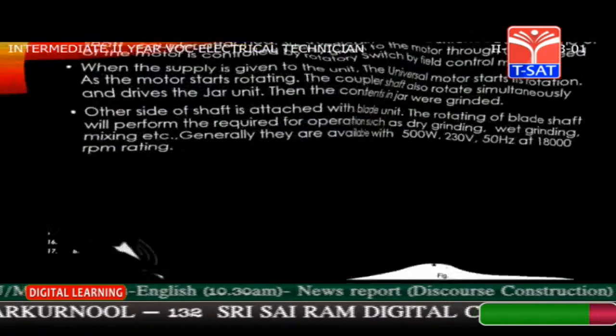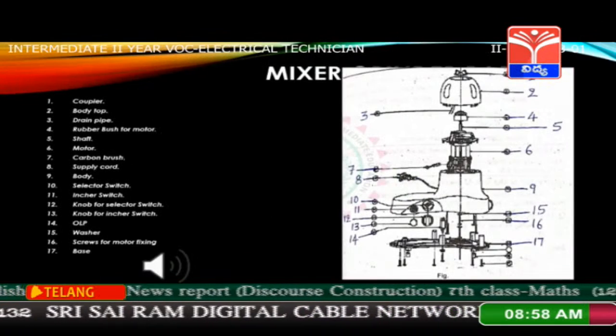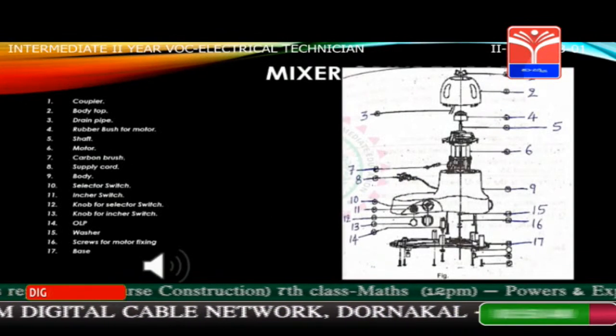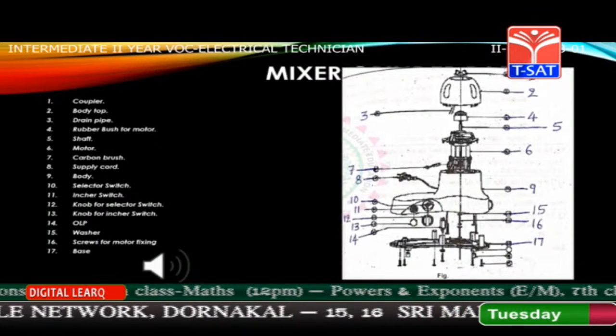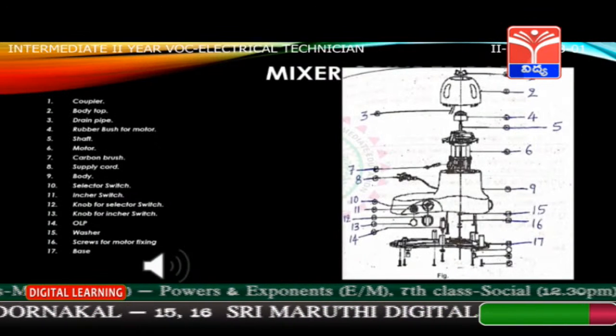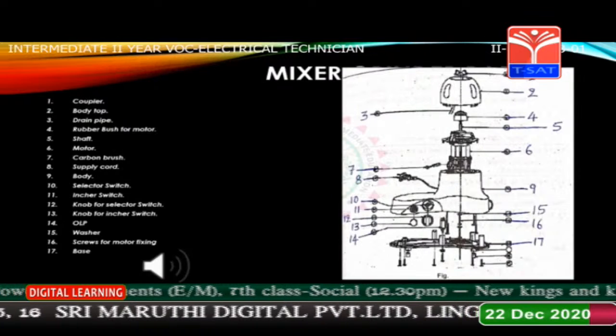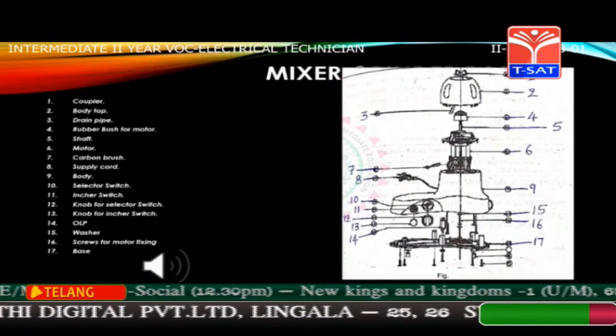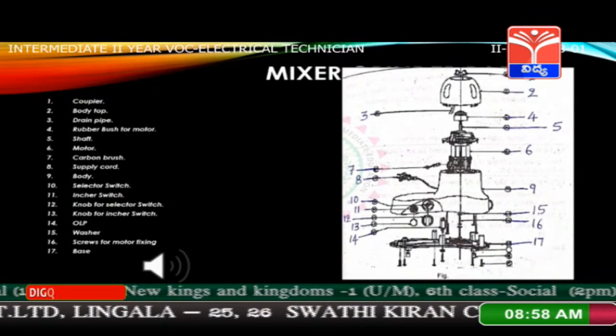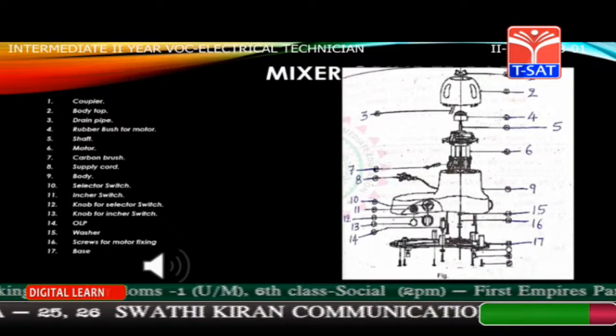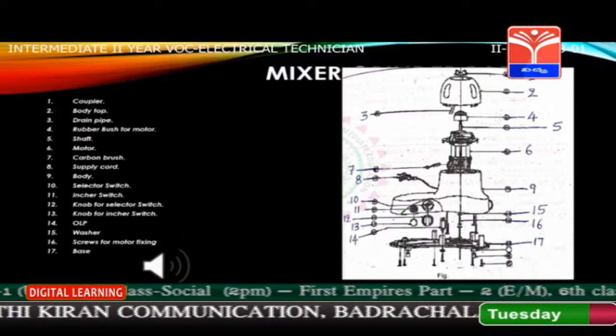Parts of electric mixer grinder: 1. Coupler. 2. Body top. 3. Drain pipe. 4. Rubber brush and motor. 5. Shaft. 6. Motor. 7. Carbon brush. 8. Supply cord.